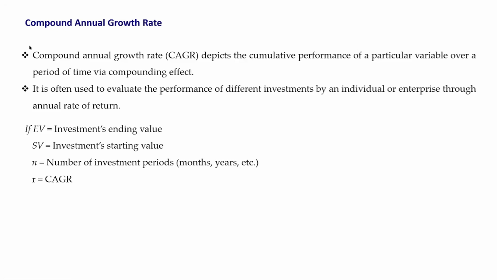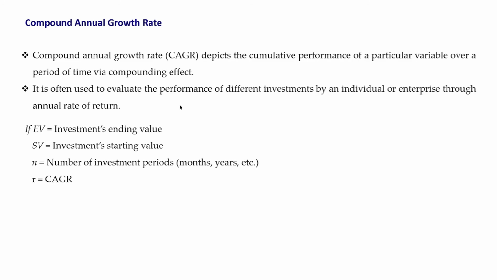Now we have the next topic, compound annual growth rate. It depicts the cumulative performance of a particular variable over a period of time via the compounding effect. So the cumulative performance of a particular variable. The variable can be investments, or it can be profit, or it can be sales, it can be anything. So it basically depicts the cumulative performance of that variable using the compounding effect over a period of time.